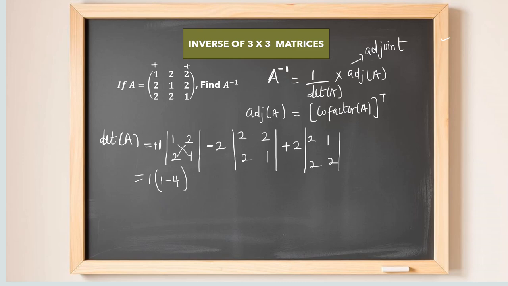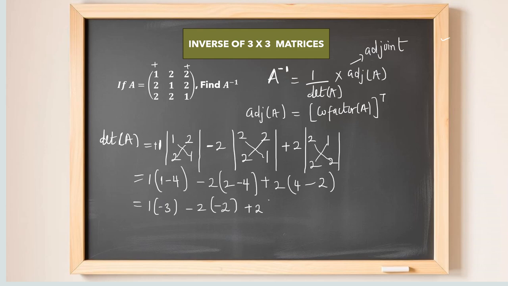The same thing for the next one, which is negative 2. 2 times 1 is 2, minus 2 times 2, which is 4, plus 2. 2 times 2 is 4, minus 2 times 1, which is 2. Now here, we have 1 times -3, multiplying negative 2. 2 minus 4 is minus 2. Plus 2. 4 minus 2 is 2.